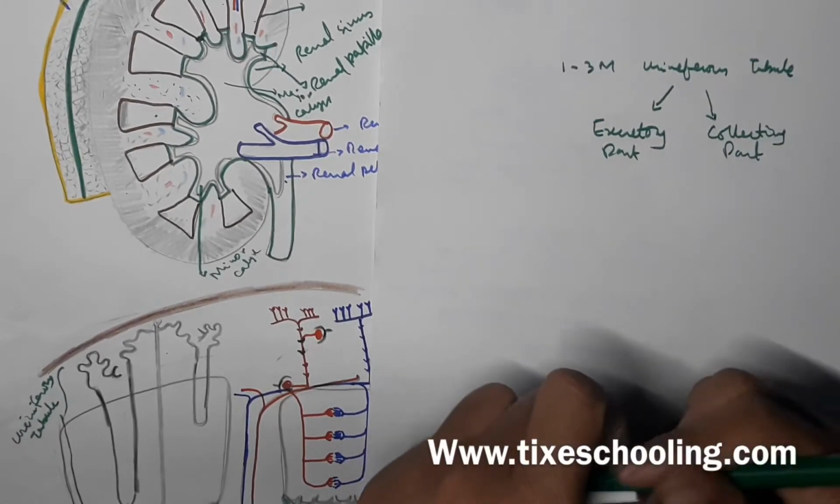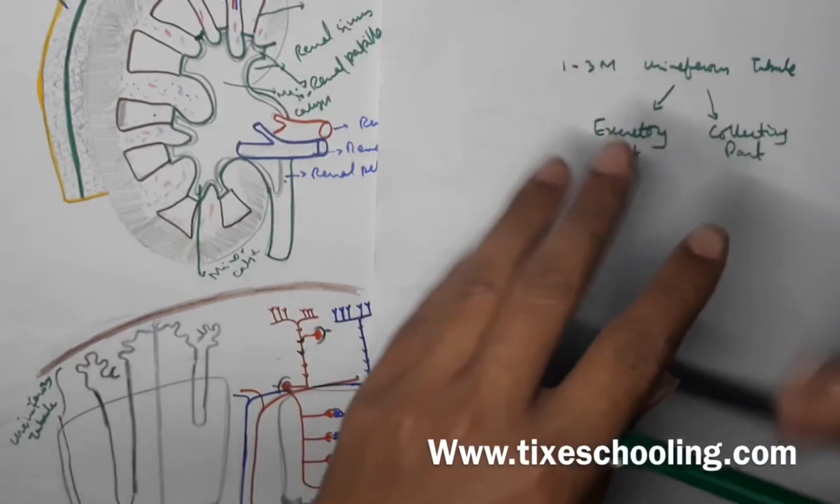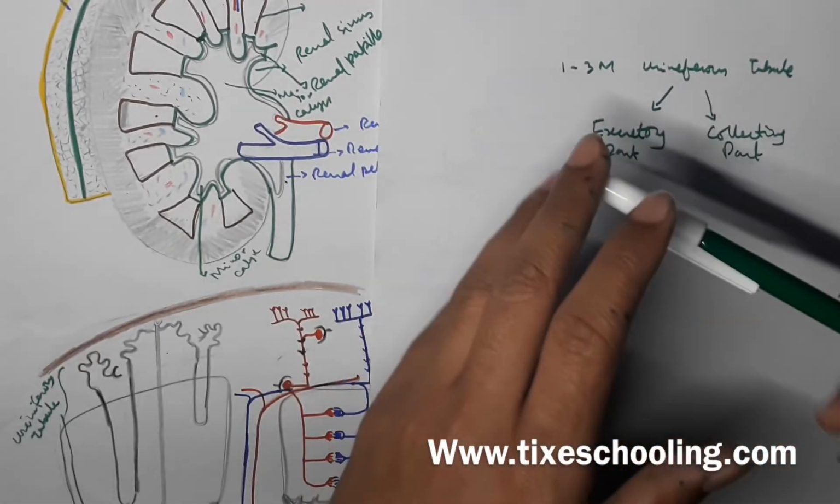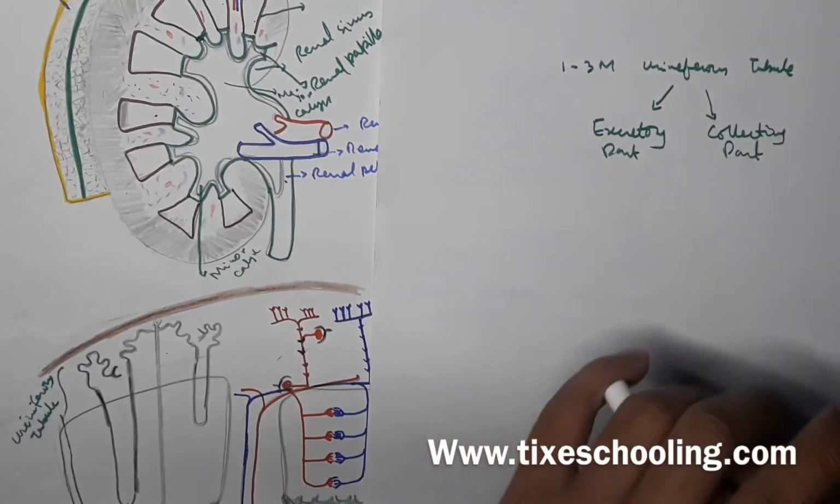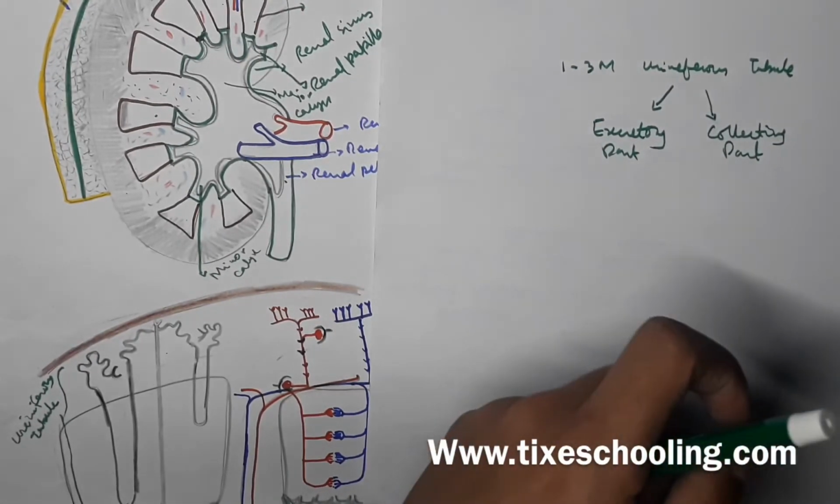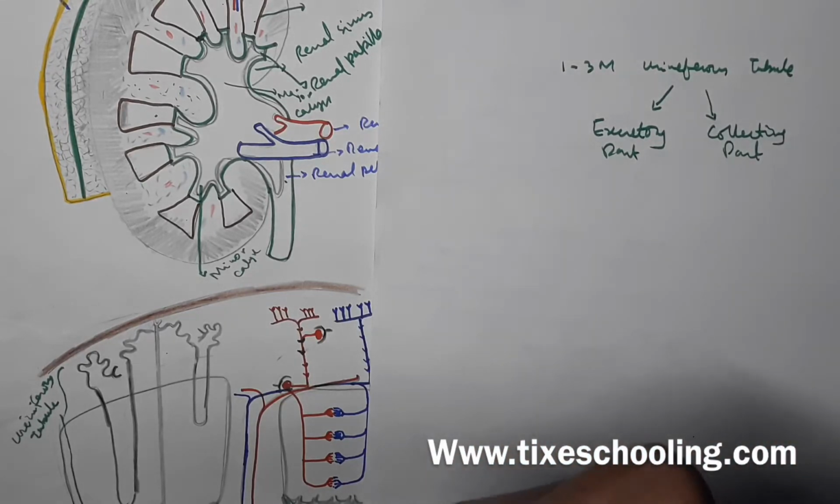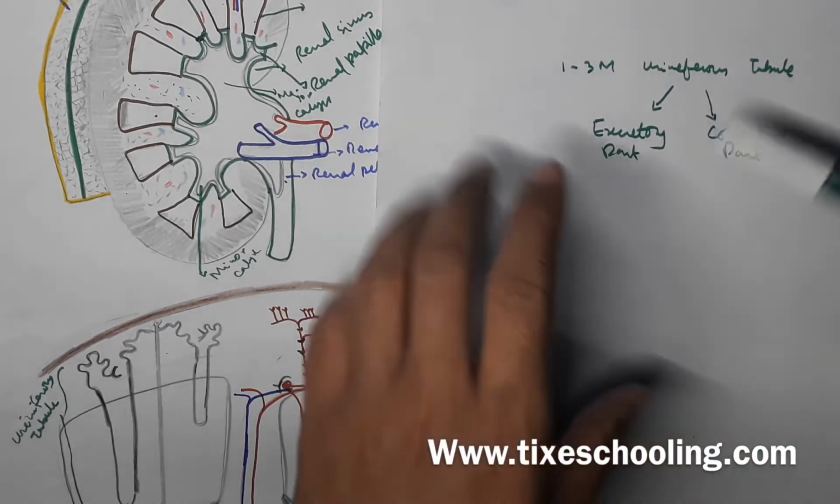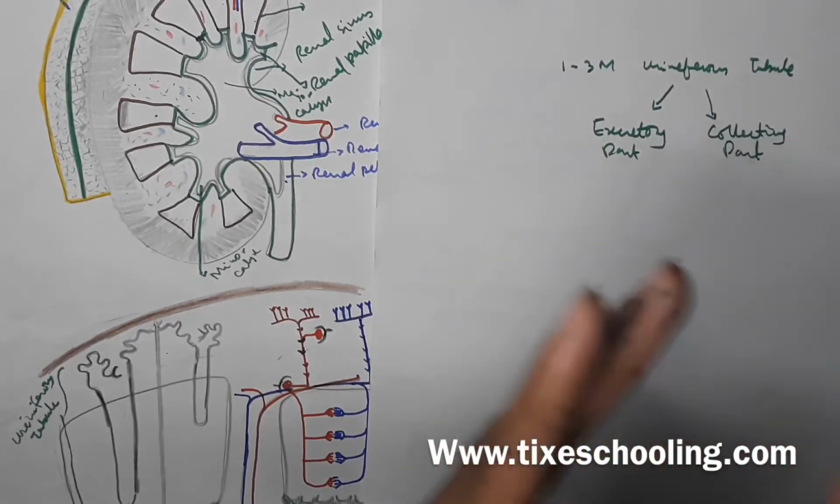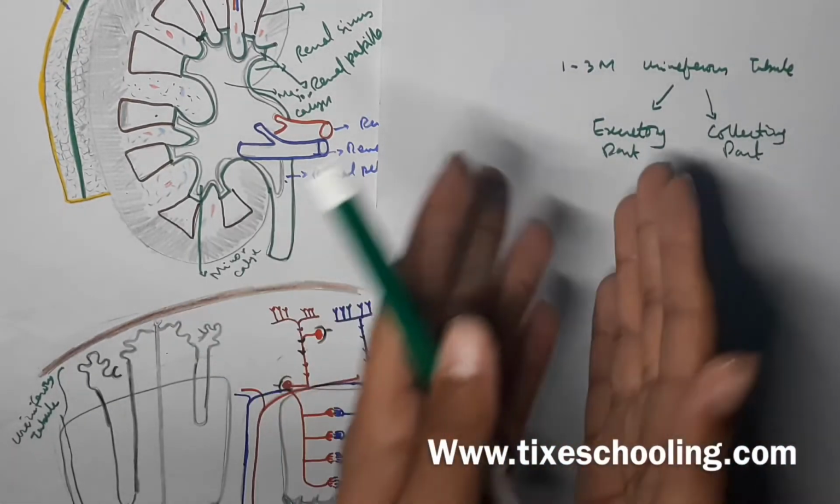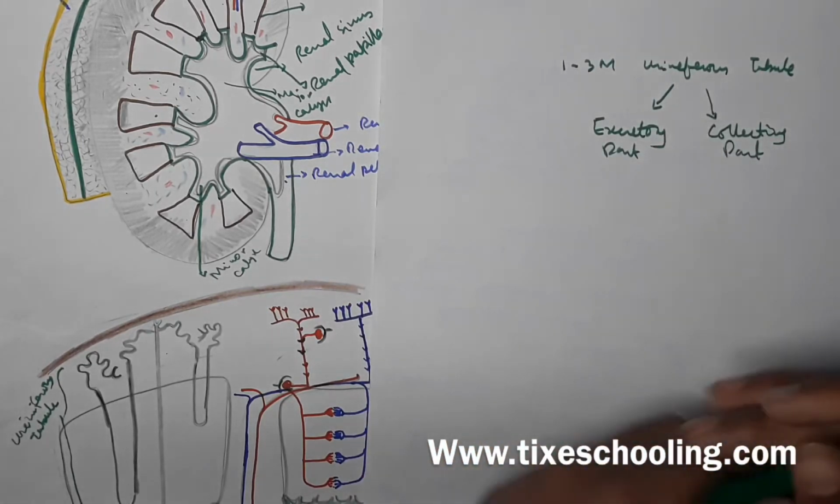The excretory part is involved in filtration of the blood and formation of the urine, which is then transported onward. And the collecting part is that part which collects the urine and transfers it to the ureter. This is the collecting part, the part of the kidney which transfers the urine from the excretory part to the ureter.